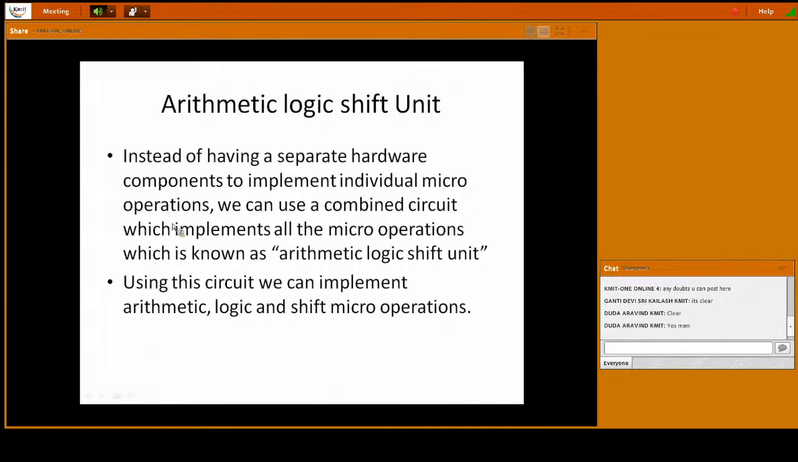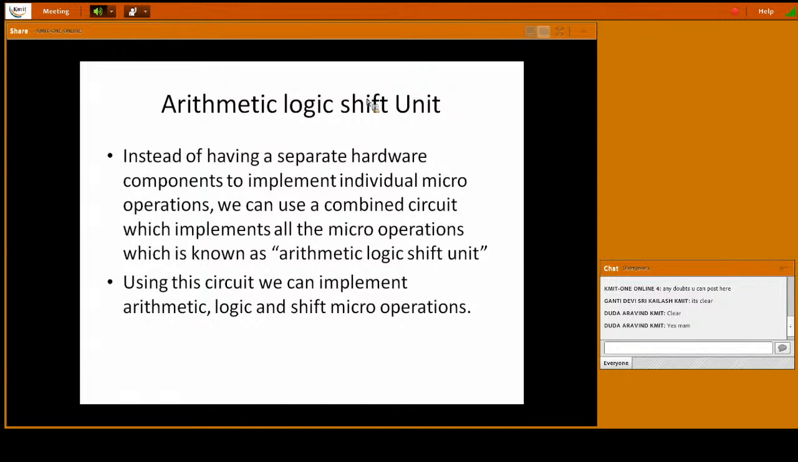Okay. The next topic is the arithmetic logic shift unit. Till now, we have discussed arithmetic micro operations and their hardware implementation, logic micro operations and how to implement them using hardware components. Similarly, just now we have seen how to implement a shift micro operation and its hardware implementation also.